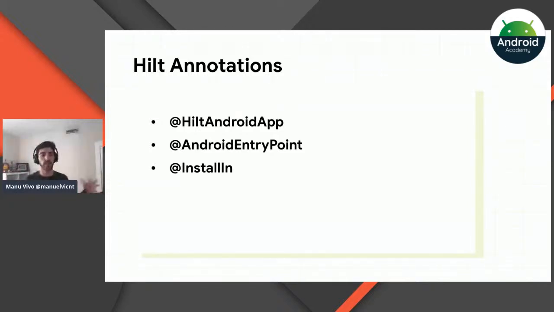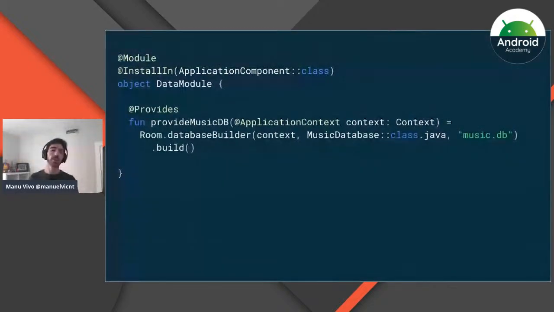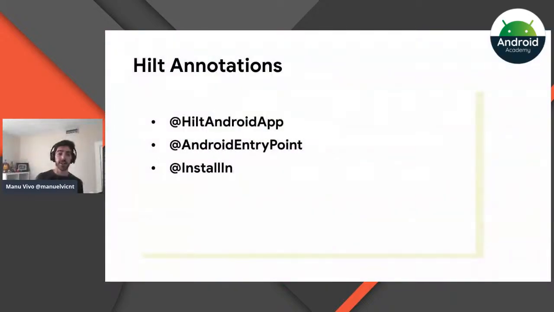So in this case, with ApplicationComponent, let me go back in a second. With ApplicationComponent, we want this information to be available at the root level, at the application level. And we will see later that we have more components, which in Hilt is the DI container that we saw before. And this is the next topic.